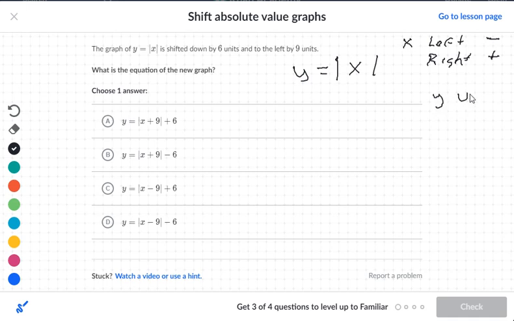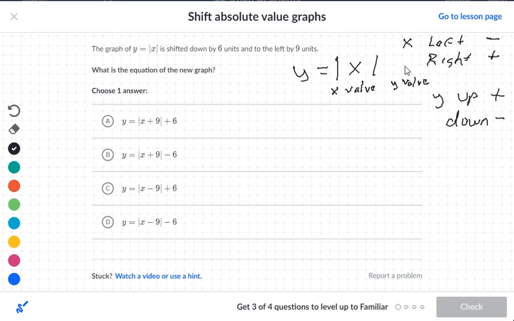Now, as for the y, anytime they talk about up or down, that is your y. So your y is going to be positive if it goes up, and it's going to be negative if it goes down. Okay, so inside the parentheses is your x values. Anything after the parentheses is your y values. So anything inside the absolute value is going to be your x value. Anything after the absolute value sign is going to be your y value. So your y's go here and your x's go here.